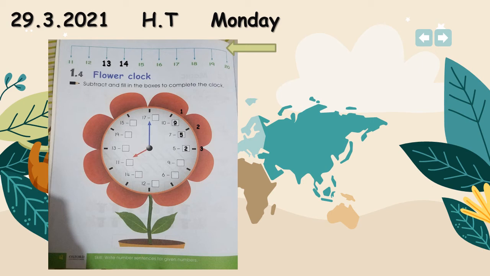The next number is 4. We want number 4. So how many numbers will we minus from number 9? The next one is 9 minus, then there is an empty box. You have to write the correct number. 9 minus 5 is equal to 4. Excellent.